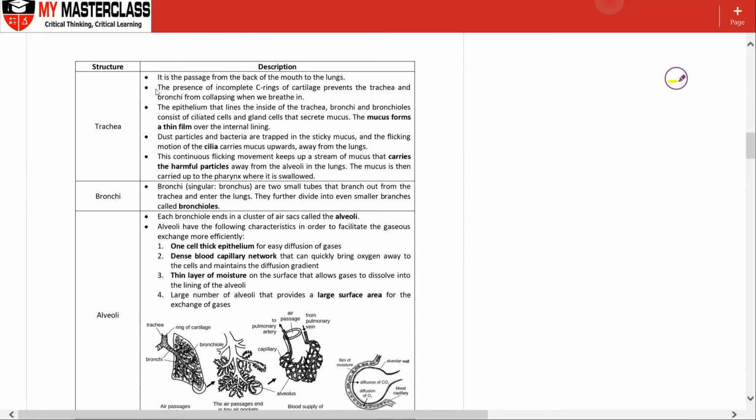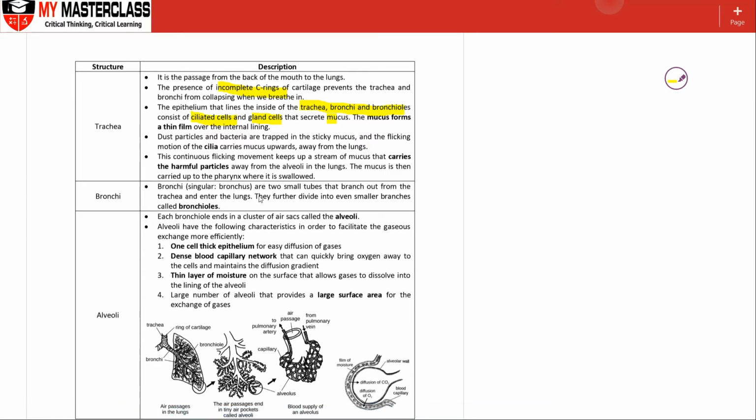Okay, so just briefly going through here. Your trachea has incomplete C rings. These are the C shape and not O shape. It's not completed here. Okay, your trachea, bronchi and bronchioles will have ciliated cells. Ciliated means they have tiny hairs on these cells to sweep foreign particles upwards away from the lungs. And you also have gland cells that secrete mucus to form a thin lining so that air is able to pass through smoothly. At the same time, it is also able to remove harmful particles.